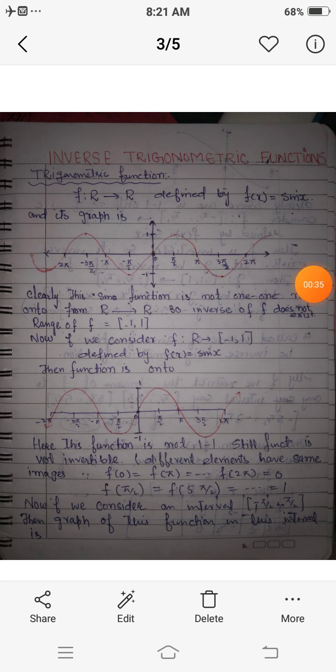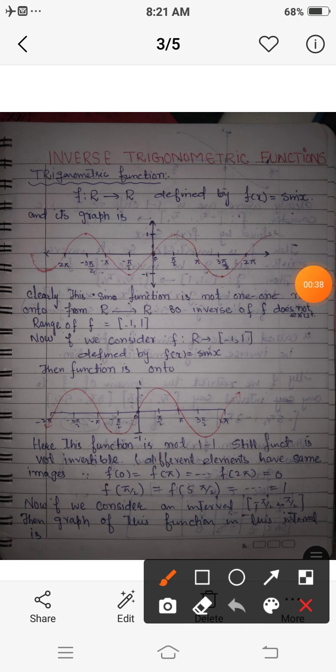Now if we consider the sine function, it is a function from R to R defined by f of x equals sine x. This is called the sine trigonometric function. You know that its graph is like this. Its range is the interval minus 1 to 1. Zeros of this sine function are at n pi. That is, at 0 the graph touches the x-axis, at pi it touches the x-axis, at minus pi, and so on and so forth, the graph touches or crosses the x-axis.